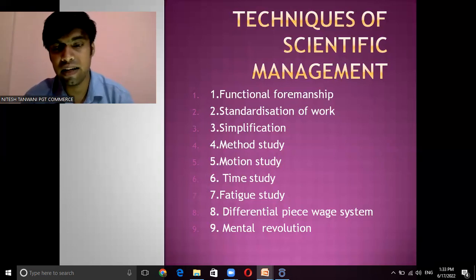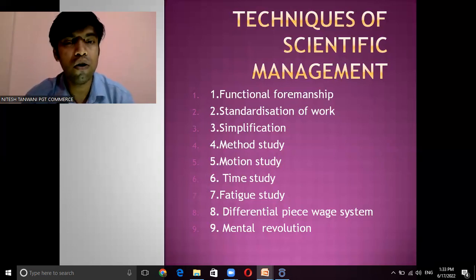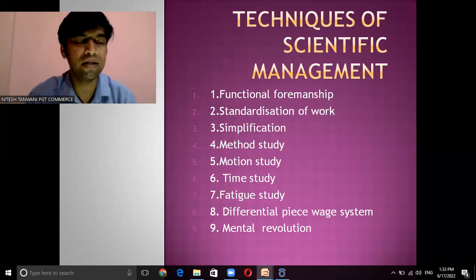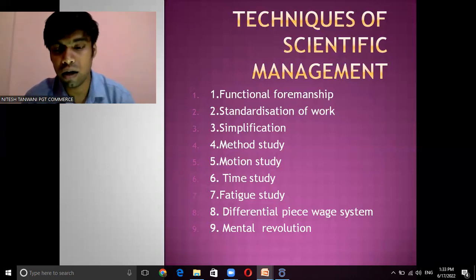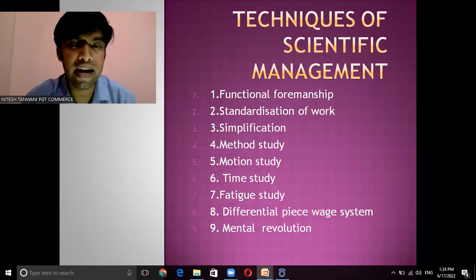Method study means the most suitable method to do the work. Motion study means there should be no useless things. There should be a study of the motions that are necessary for doing the work, whatever motions are required. Then time study means they have to set a time for each and every task.